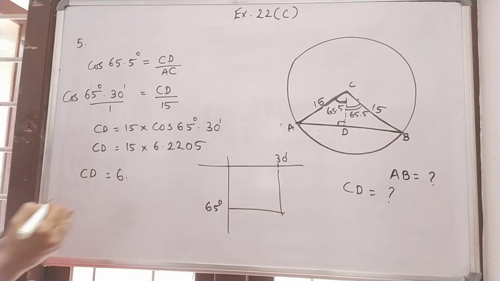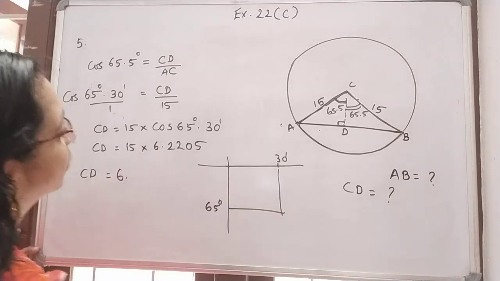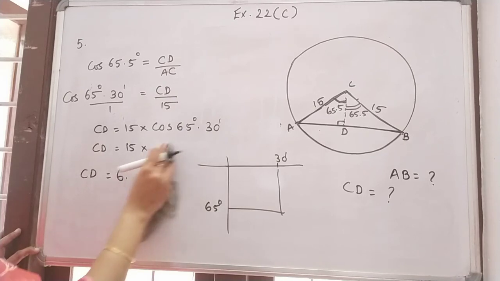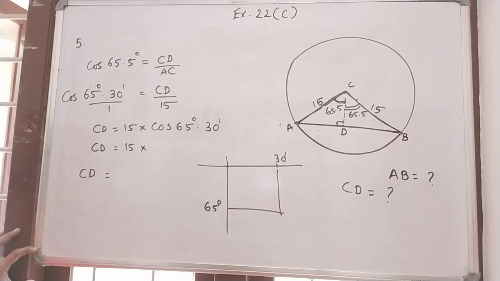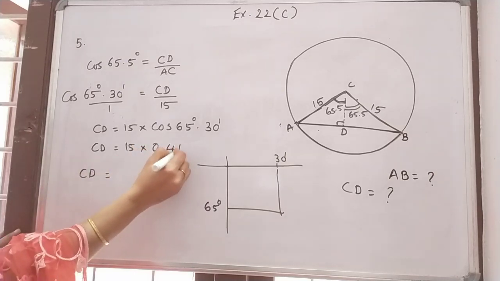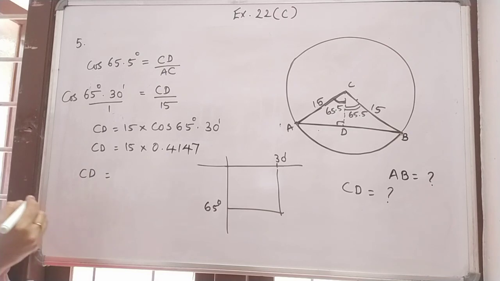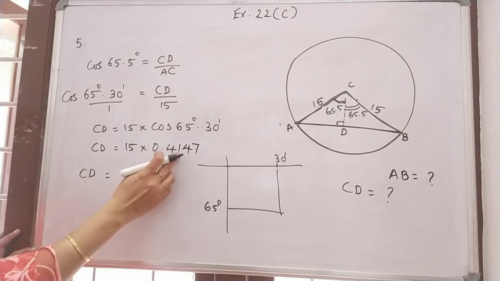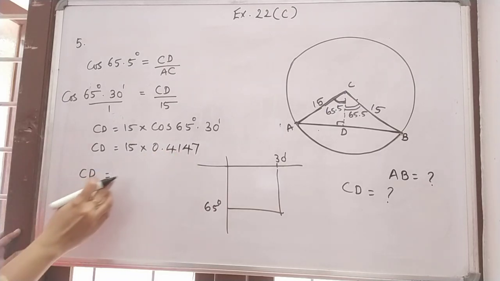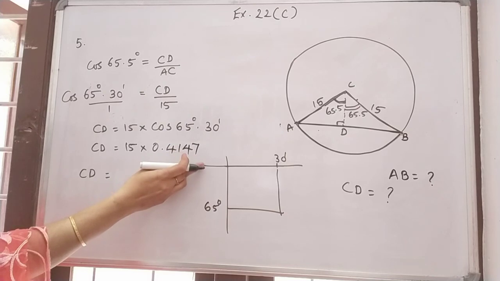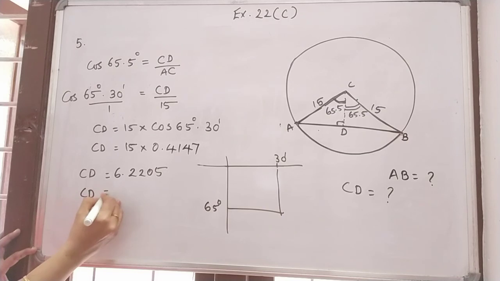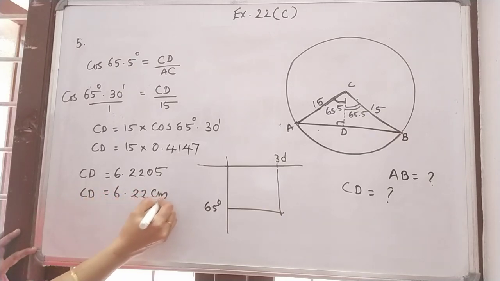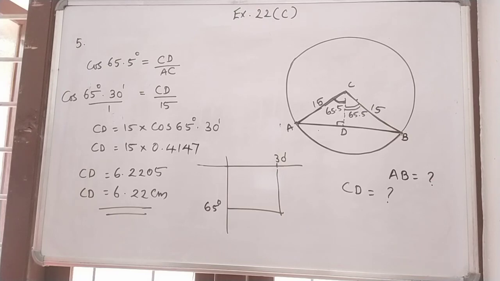Cos 65 degree 30 minutes is 0.4147. Sorry, I wrote the final answer, that's why. So cos 65 degree 30 minutes is 0.4147. That is 15 into 0.4147, which is equal to 6.2205. So CD we can write as 6.22 centimeter. So the second part, we have found CD.